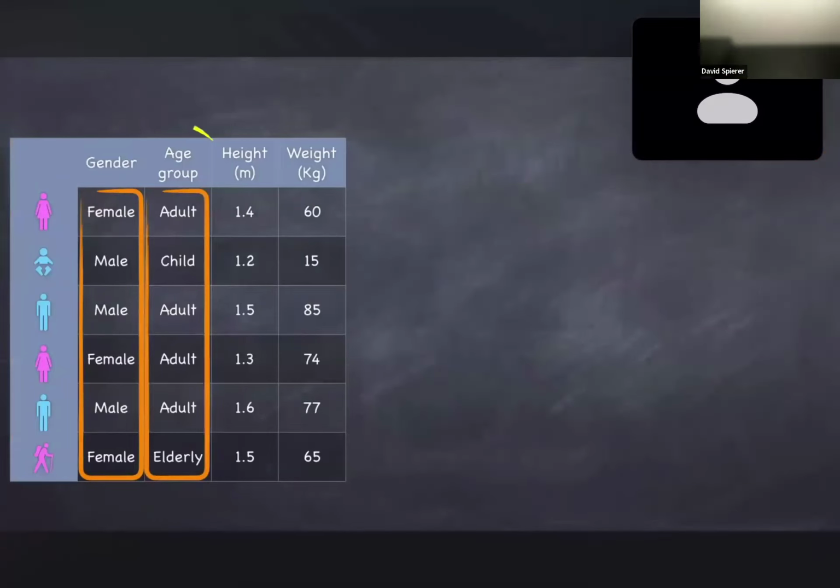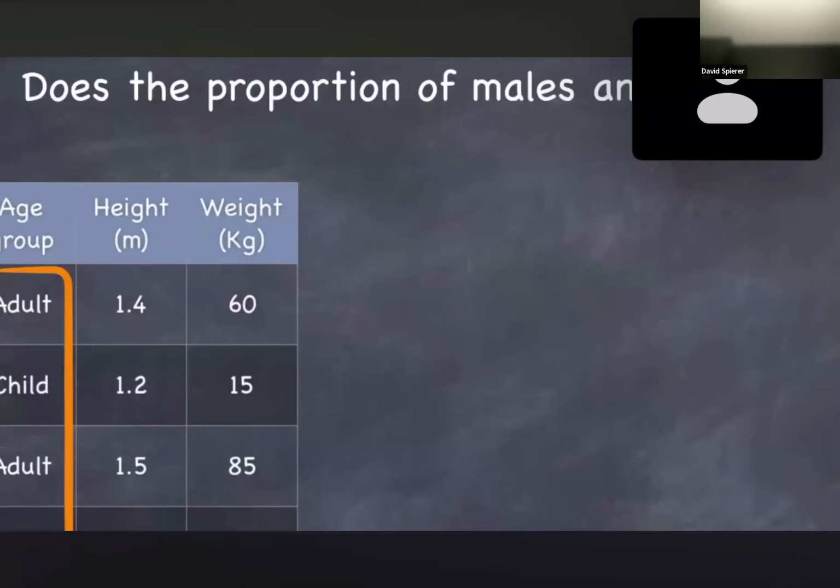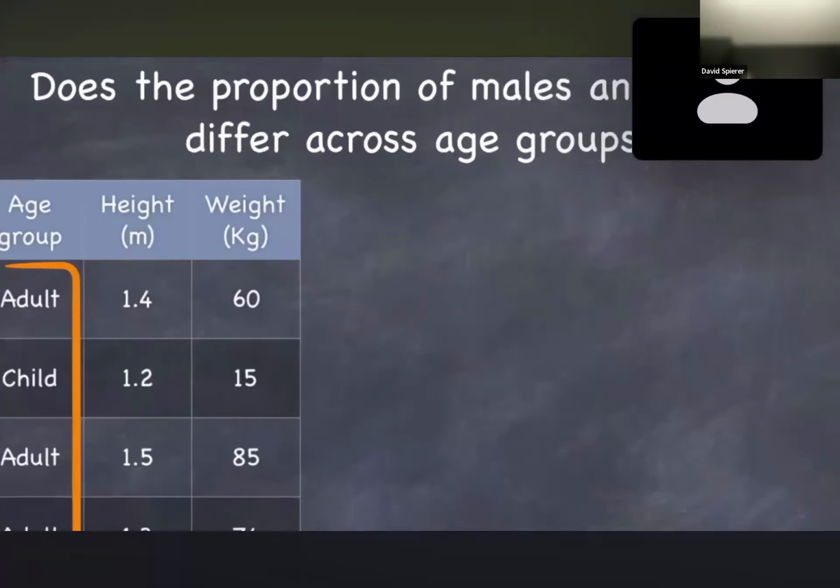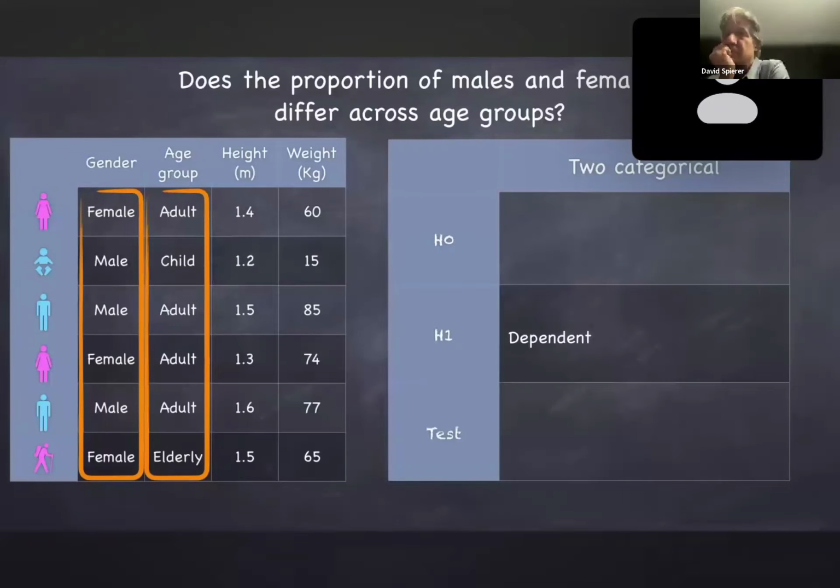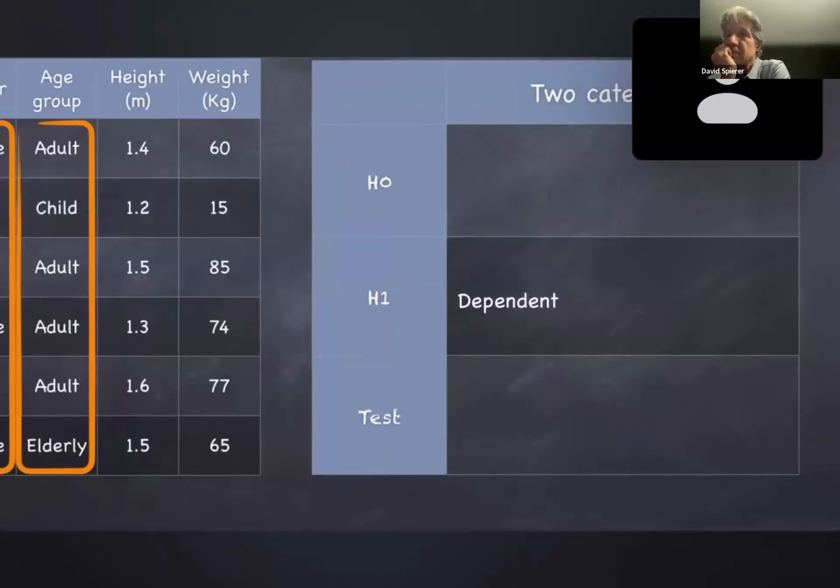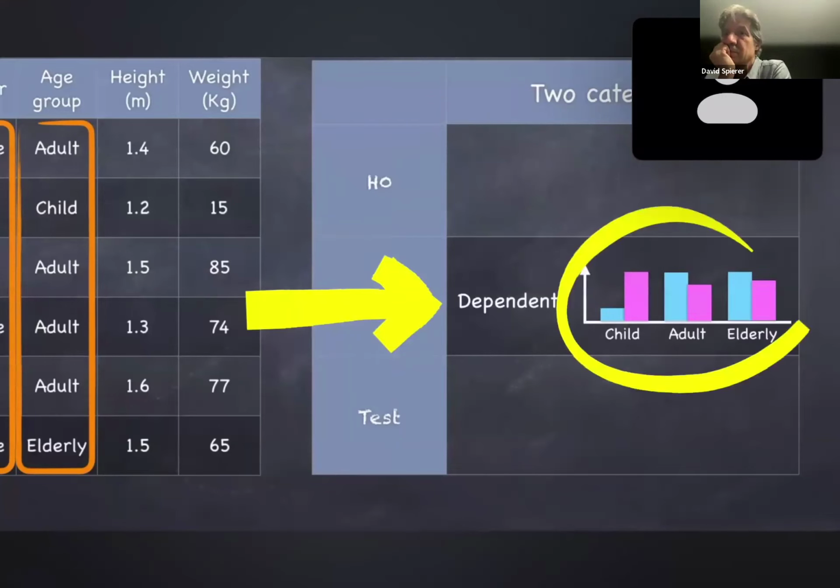If we add another categorical variable, in this case, age group, we may have a research question like, does the proportion of males and females differ across these groups? So our hypothesis is that the number of men and women that we observe is dependent on the age category that we look at. In other words, the proportions change or depend on or are dependent on the age category. Now we can collect our sample data, we look at it, and we can see that, yes, in fact, the proportions do change across the age groups.